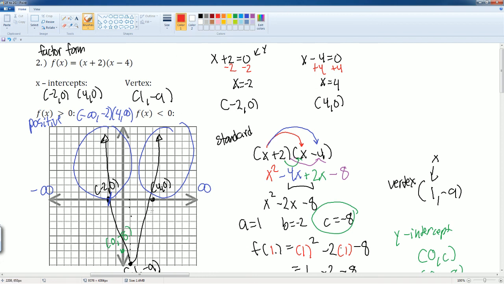Then the bottom part is when it's negative. It starts here, negative, from negative 2 and goes all the way to 4. So it goes from negative 2 all the way to 4. Make sure you keep these in parentheses because it's greater than and less than. So there you go. That is number 2.